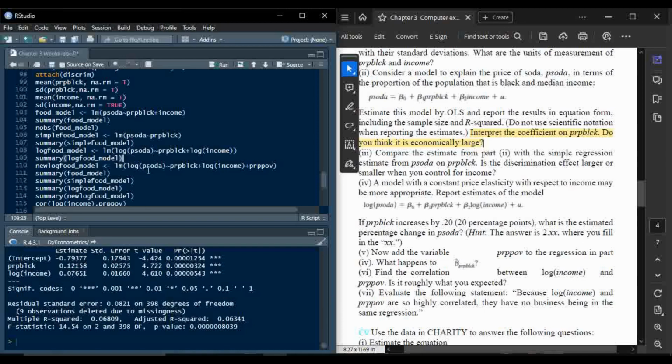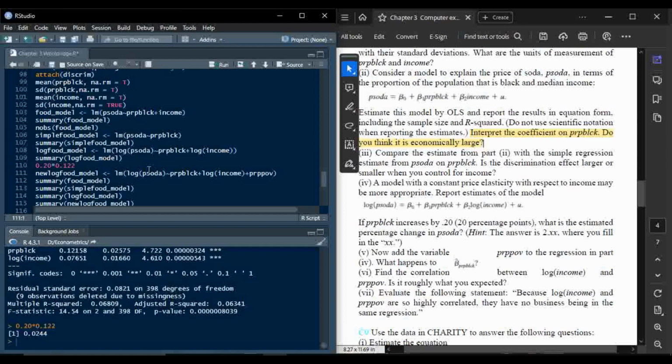So let's see what happens if proportion of black is increased by 0.20. Then what will be the effect? Press Ctrl plus Enter. 0.20 times 0.122, where 0.122 is the coefficient on proportion of black. So the answer will be 0.0244 or 2.44%. So if proportion of black increases by 20 percentage points, log p soda is estimated to increase by 2.44%.